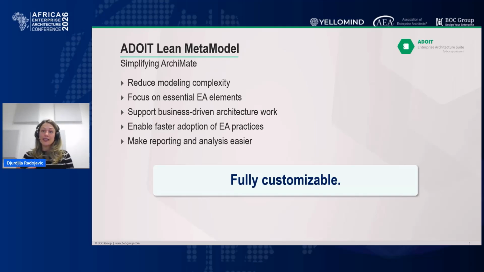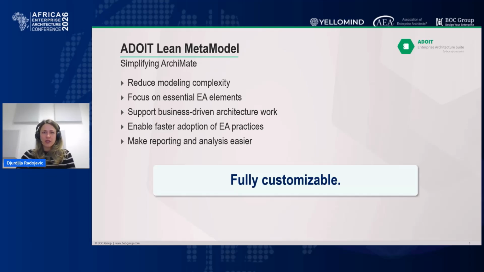Well, our answer to this complexity is the ADOIT Lean Meta Model. What it does is address this challenge by simplifying Archimate. So instead of exposing the full complexity of the language, it focuses on the most essential elements needed for a particular architecture work. And this reduces modeling complexity and allows teams to focus on what really matters for them. So it helps organizations focus on the key building blocks of architecture. Those might be capabilities, applications, technologies, and their relationships. And by doing that, the lean meta model supports business-driven architecture work rather than purely technical modeling. It also enables faster adoption of EA practices because teams can start simple and expand over time.